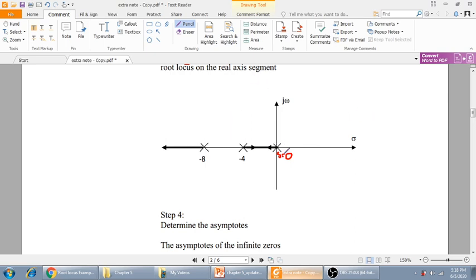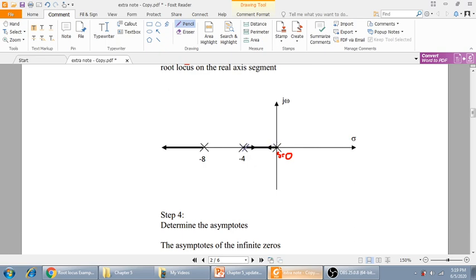See here, first we consider this pole, the one at s equals 0. To the right of this pole we do not have any pole or zero, so that count is 0. Zero is an even number, so the direction will be towards the left side.